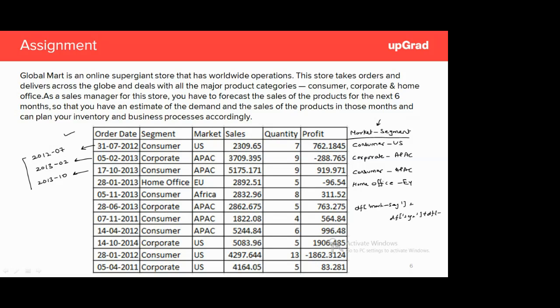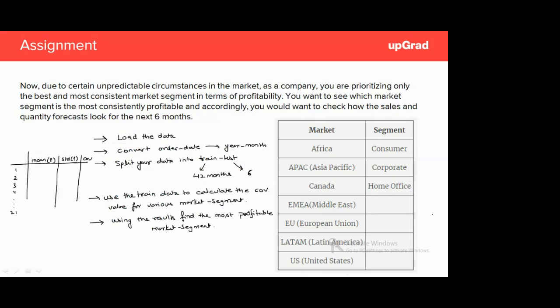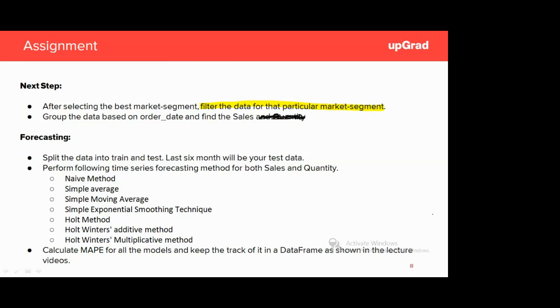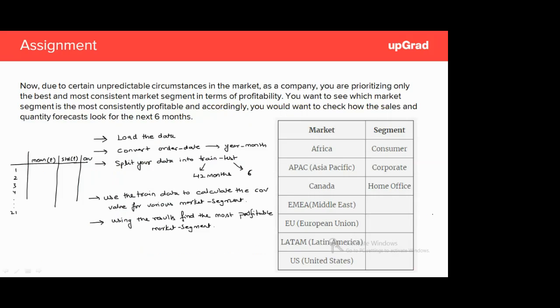Creating new column before splitting or after splitting? Before splitting. No. You should create it after splitting, only for the train data. Then once everything is done, once you have identified the market segment, you need to again use the complete original data to filter your complete data for that particular market segment.